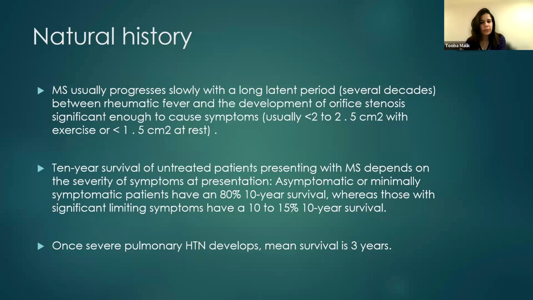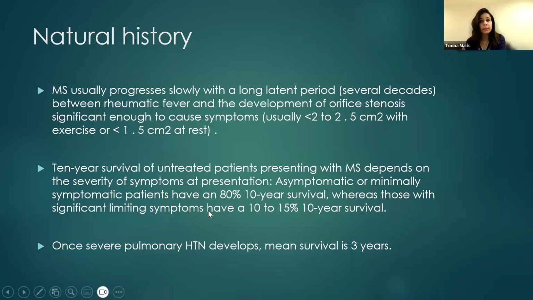And if you're an asymptomatic patient, so you're minimally breathless at rest, you have on and off maybe some chest pain, you can still survive. 80% of them will have a 10-year survival rate. But those who have significant limiting symptoms, for instance, they have chest pain on minimal exertion, they're very breathless, they have syncope, their survival rate automatically goes down quite a lot. So it goes down to only 10 to 15%, which is quite a massive jump.